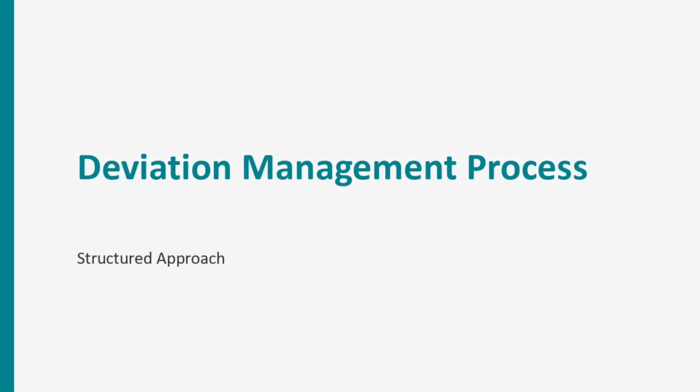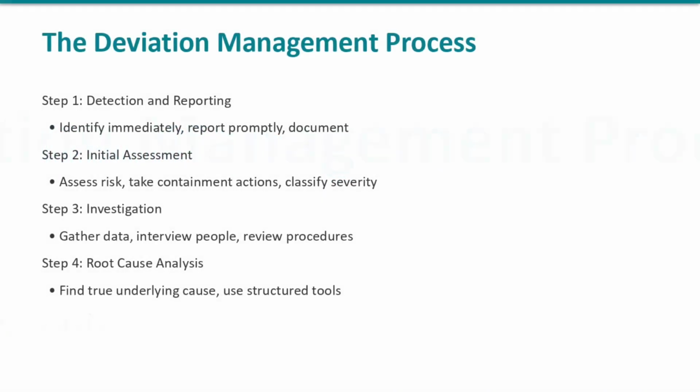When a deviation occurs, follow a structured process. Step 1 is detection and reporting. Identify the deviation immediately, report it promptly, don't hide it, and document when and where it occurred. Step 2 is initial assessment. Assess immediate risk, take containment actions if needed, and determine classification as critical, major, or minor. Step 3 is investigation. Gather all relevant data, interview people involved, review procedures and records, and identify what went wrong.